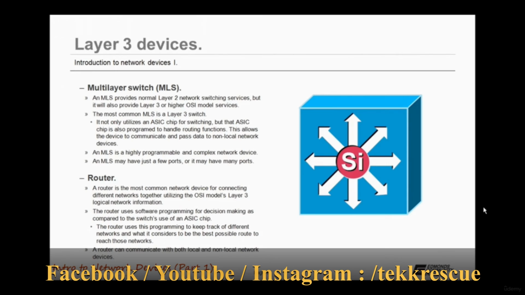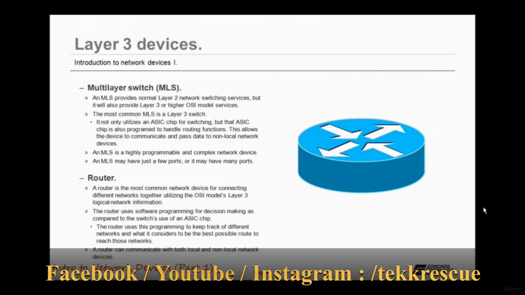A multi-layer switch is a highly programmable and complex network device. A multi-layer switch may have just a few ports, or it may have a lot of ports. They're not very common in the small office, home office network because they're really expensive. You're more likely to find them in an enterprise local area network. Now let's move on to the router.